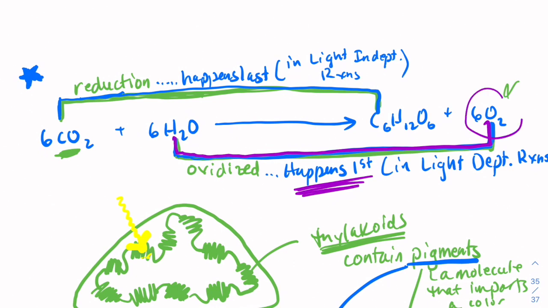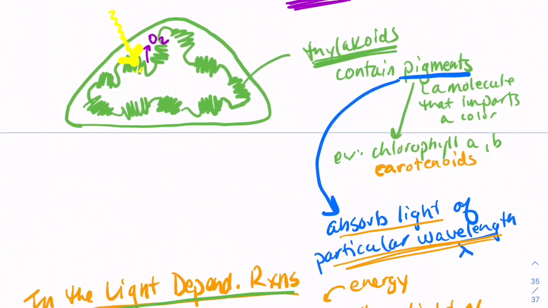So we get oxygen being produced right away in the chloroplast. In cellular respiration, oxygen got involved way the heck at the end. This is the first thing that happens in photosynthesis. So poof, we get O2 being produced right away. But let's take a look at this. Let's come back here.